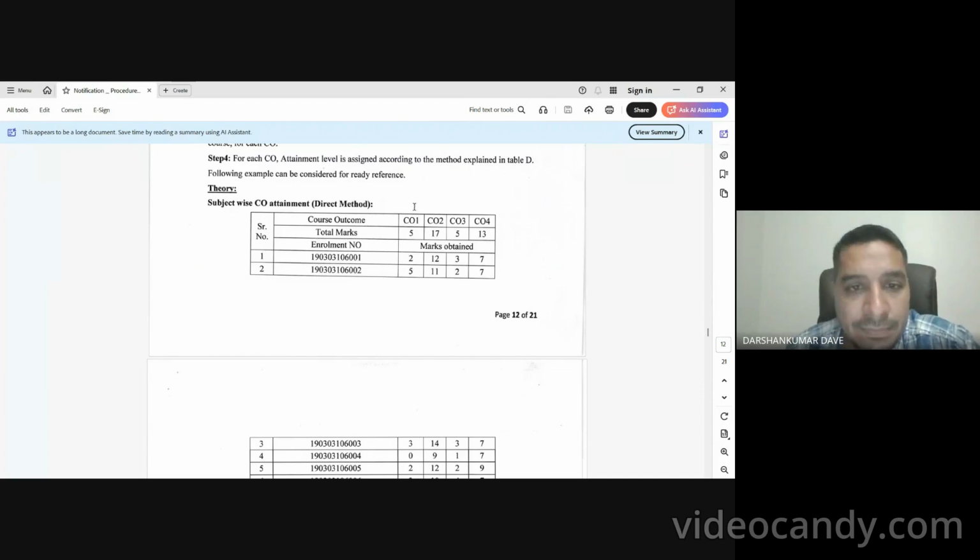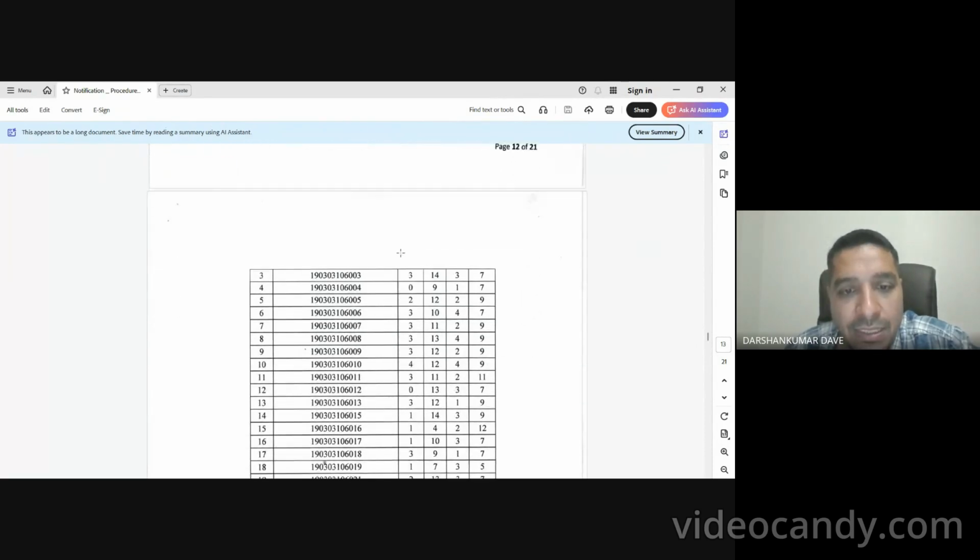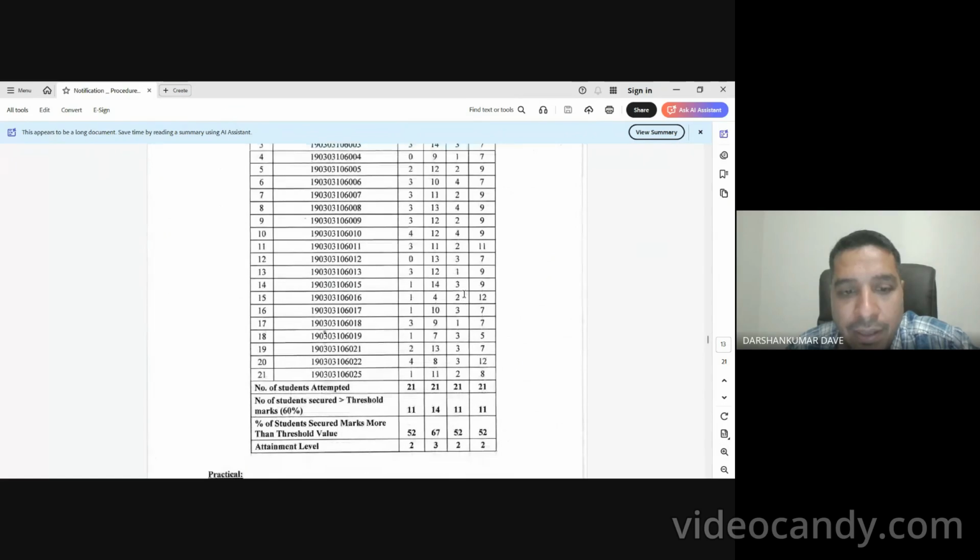So here for a particular course, they have written course outcomes. The total marks given for the course outcomes are 5, 17, 5 and 13, so a total of 40 marks. It seems to be a mid-semester examination question. Then they have written enrollment numbers and the obtained marks. The student with this enrollment number has obtained 2 marks in the CO1 related questions, 12 marks in CO2 related questions, 3 marks in CO3 related questions, and 7 marks in CO4 related questions. Similarly, the marks of all the students are recorded, right?